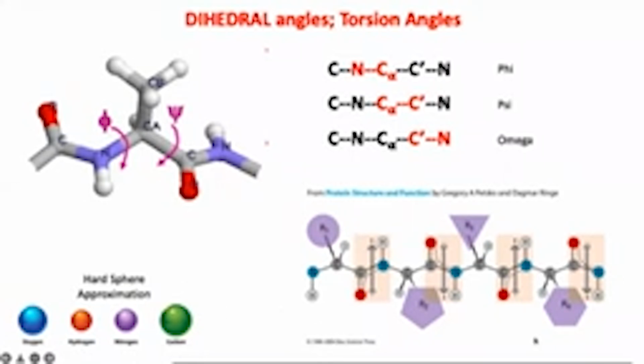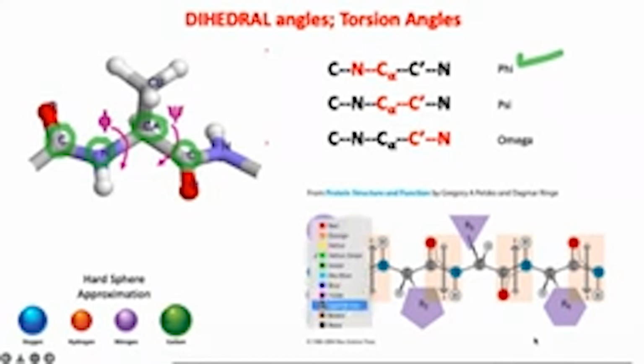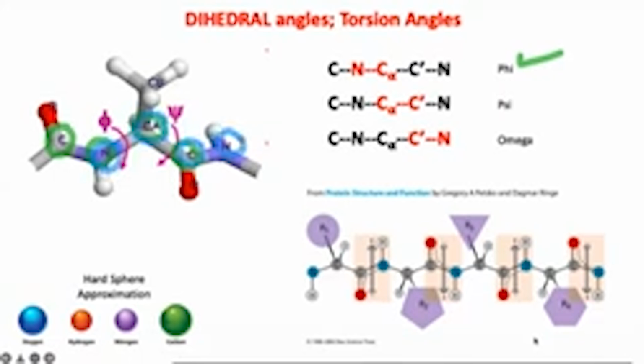Now over here, these four atoms, I'm going to circle them. I'm going to use green as a color. This atom, this atom, this atom, and this atom. These four atoms define the phi angle, which is C prime, N, C alpha, C prime. The psi angle, now I'm going to change color and try sky blue: N, C alpha, C prime, N, define the psi angle.